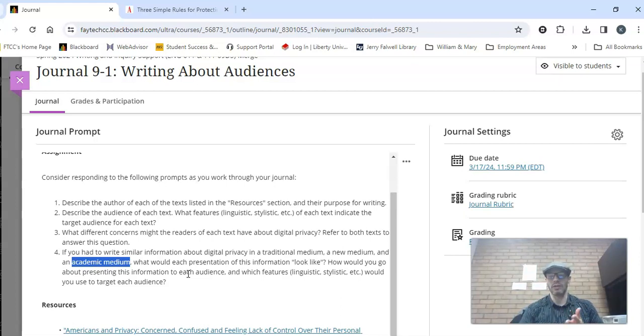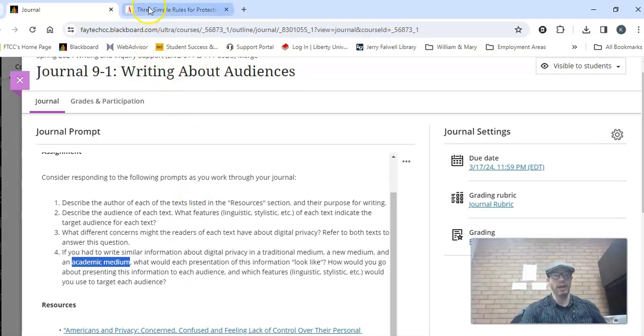Now, I'm not saying that you have to give me a breakdown of how you would do it in a newspaper and how you would do it in a blog and how you would do it in a YouTube video. Pick one example from traditional, one from new, and one from academic, and just give me some comparison there. That's what we're aiming for.